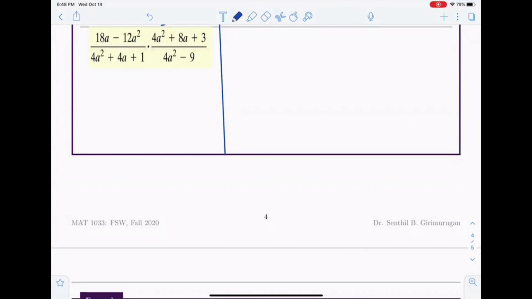So numerator first. We have 18a minus 2a squared multiplied by 4a squared plus 8a plus 3. Oh, sorry, that's 12a squared.